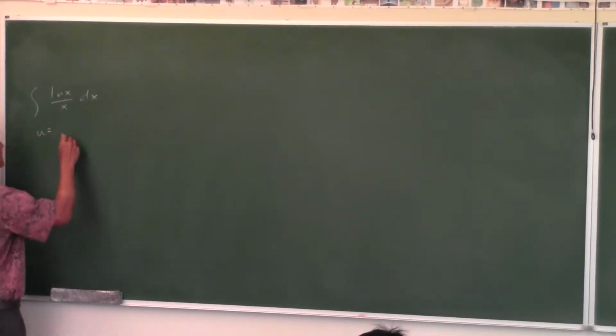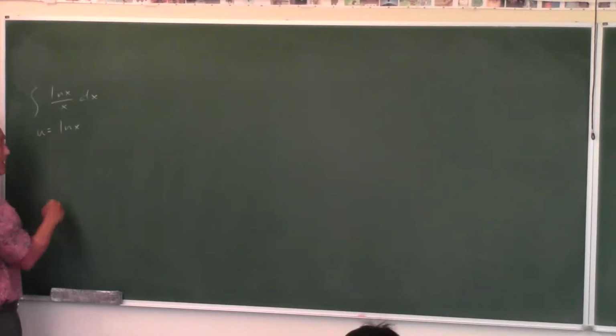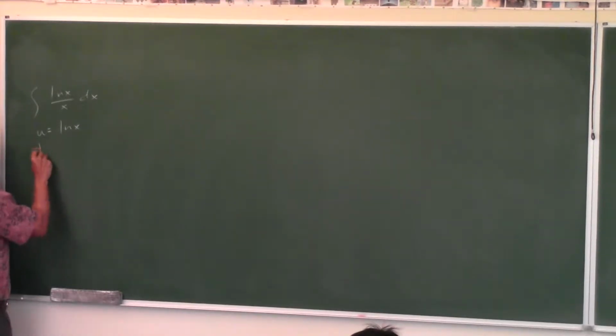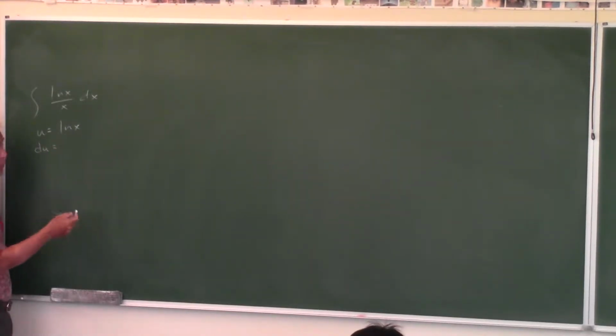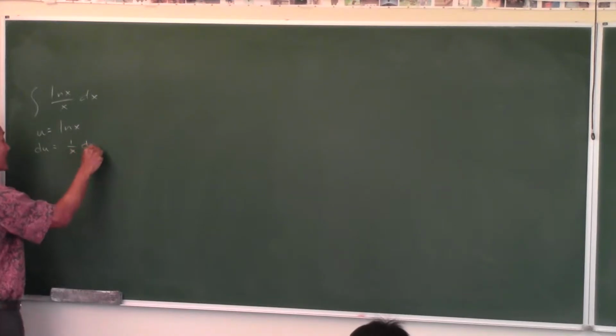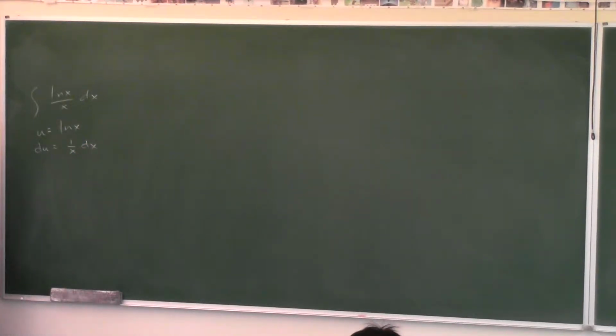U equals natural log x. Why? Because there's an x out of the block. Yeah, because du is 1 over x dx. And how do you know if a U substitution is going to work? Well, with whatever you let u equal to, du also has to be in the integral so you can substitute for it, right?